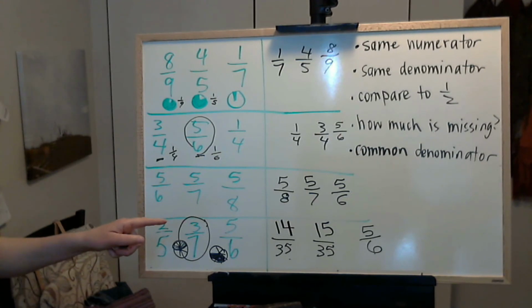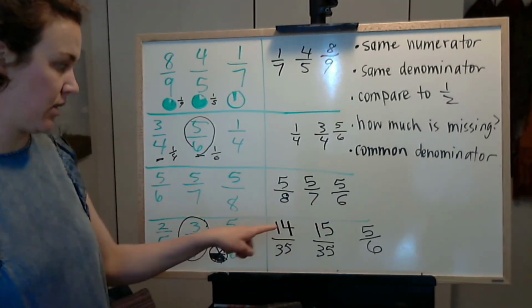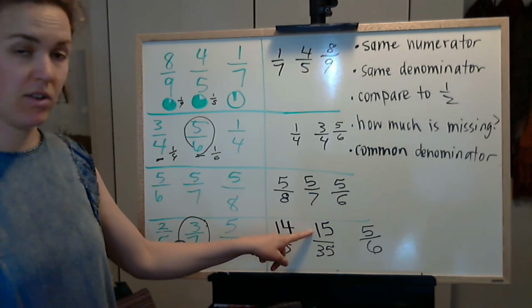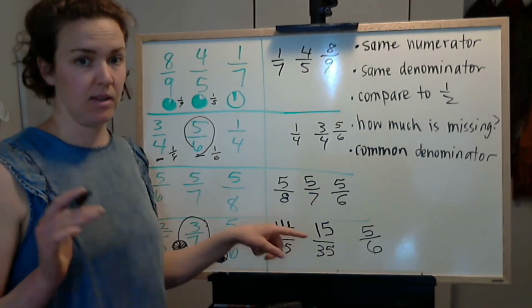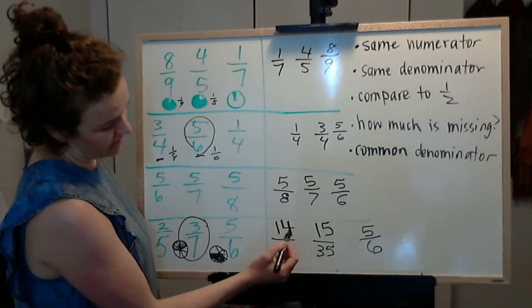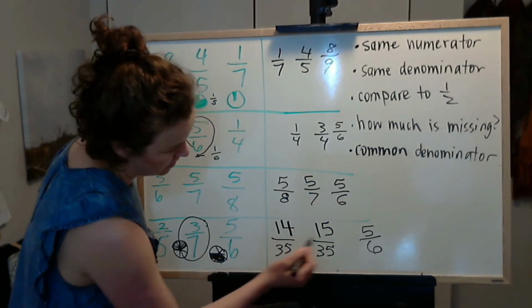And now we can see, this is how close they are, like 14 out of 35 and 15 out of 35, those are very close amounts. But since these pieces are the same size, I know 14 is slightly smaller, so this is the order they go.